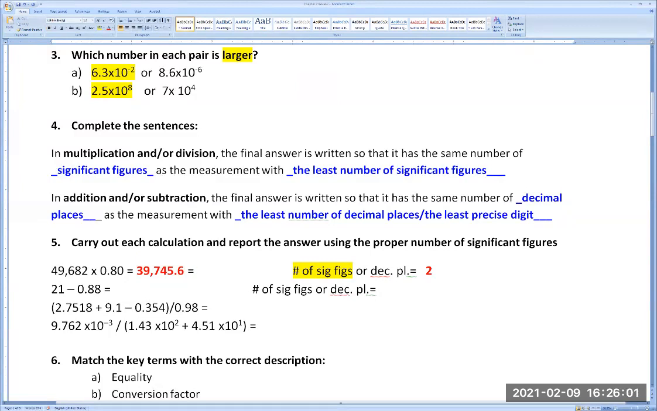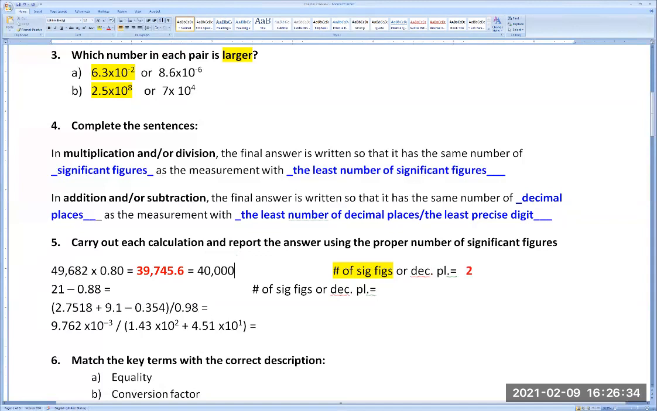So 2 sig figs, and you start counting from the left, right? Counting from the left, I keep the 3 and the 9. So that would mean 39,000. And then what comes after the 9 is a 7, so that means you need to round up. The 9 needs to become a 10, and 39 needs to become a 40. So it's 40,000, because everything after that becomes 0.